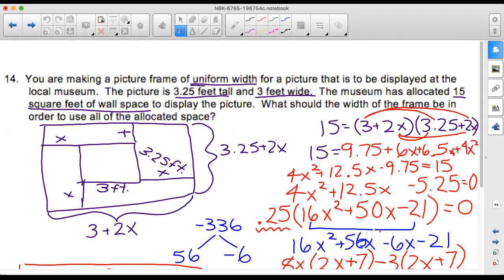I already underlined the uniform width here. That means it is uniform to all corners. It's the same to all sides. Oh, okay. Thank you. You're welcome. Any other questions?